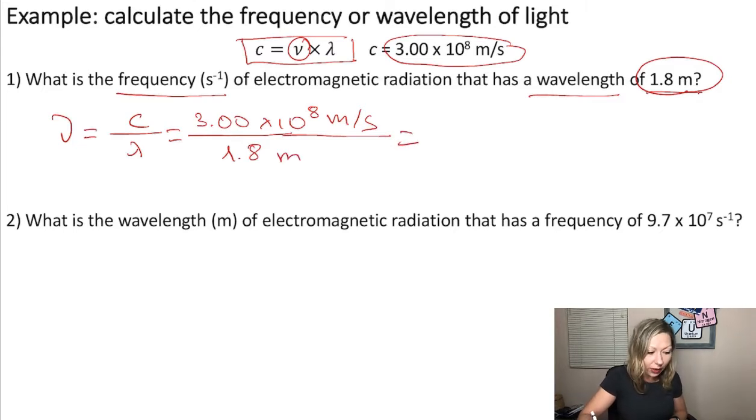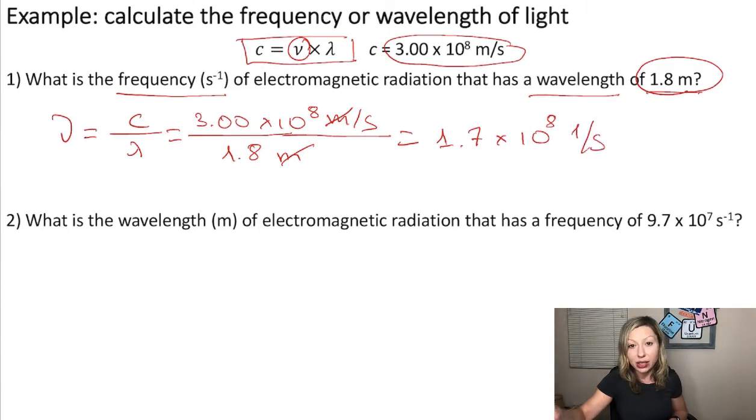If you do this calculation, you are going to get 1.7 times 10 to the 8th. And what is the unit? The meters cancel out. So we get 1/s or second to the minus first. Okay, I hope this makes sense. It's pretty simple. Let's do the same thing for the wavelength.